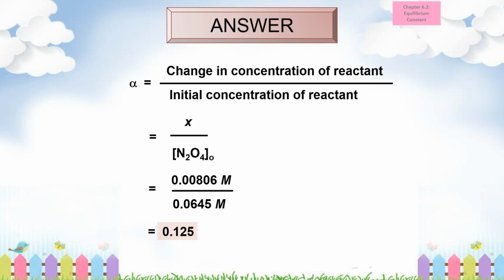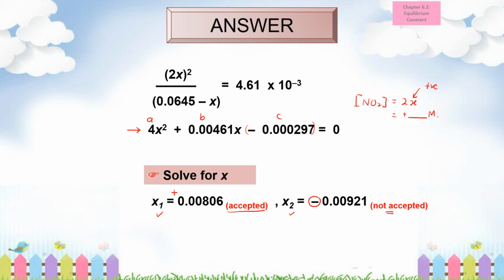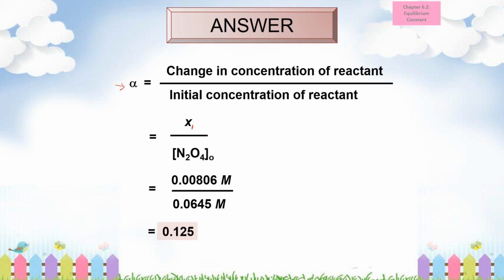Next, substitute into the formula of degree of dissociation, where X here is referred to as X1, 0.00806. Substitute X1. As for the initial concentration, it is 0.0645 molar. So we get the degree of dissociation as 0.125. If the question asks for percentage, you just times by 100%.